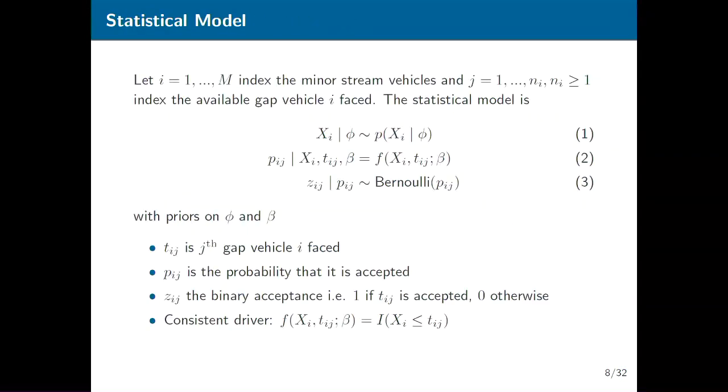Sorry, so your gap is a time? Yes, yes. And they've got a perfect knowledge of speed. Yes, yes. You can always criticize and add more covariates into the model, but yes, that's the idea. So you're assuming the major stream is moving at constant velocity? Yes, between two vehicles, yes.